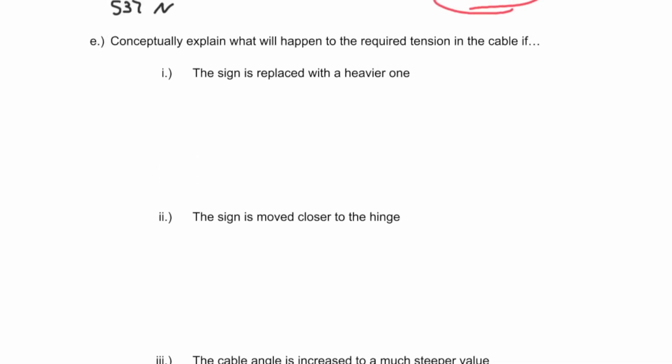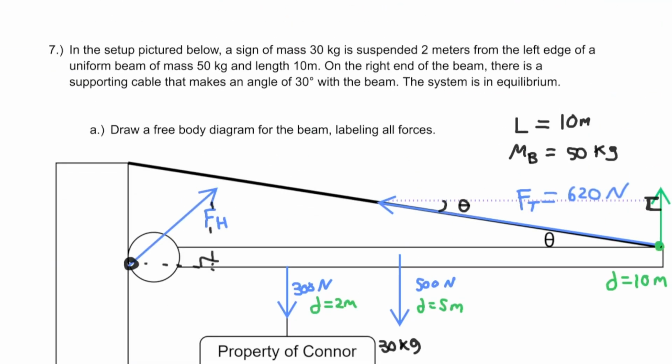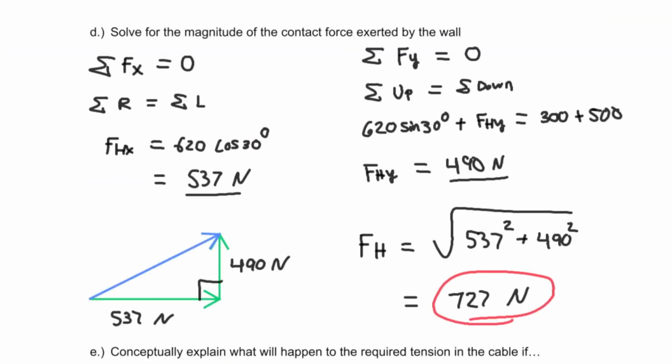Conceptually, explain what will happen to the required tension in the cable if the sign is replaced with a heavier one. Okay, this is probably the easiest one to think about. If we go back to our diagram, what if we just replace this with a very, very large sign? Well, that's just going to create a much larger downward force. Thus, the tension force needs to increase to balance the increased weight.